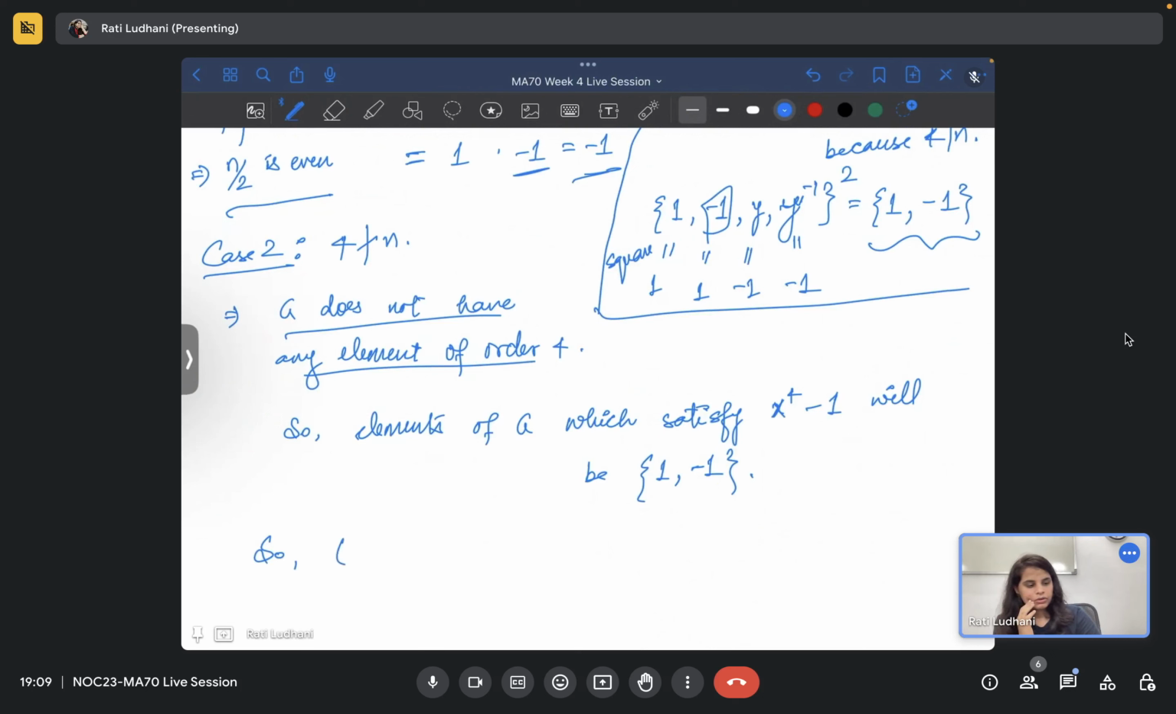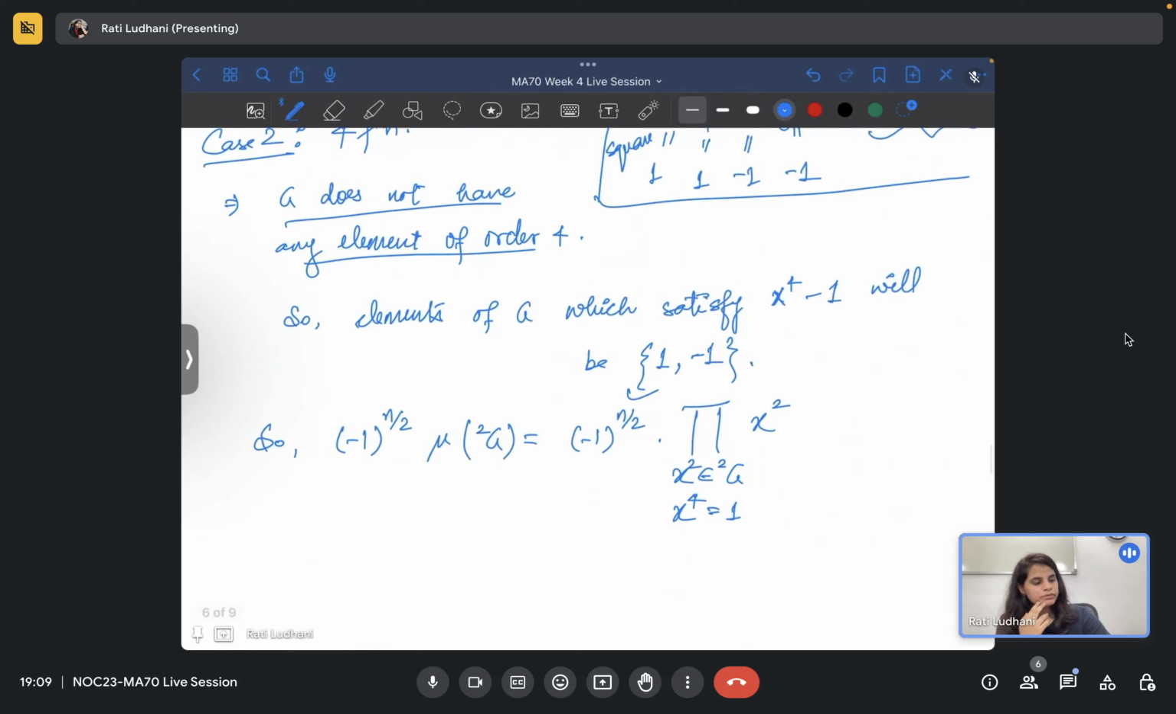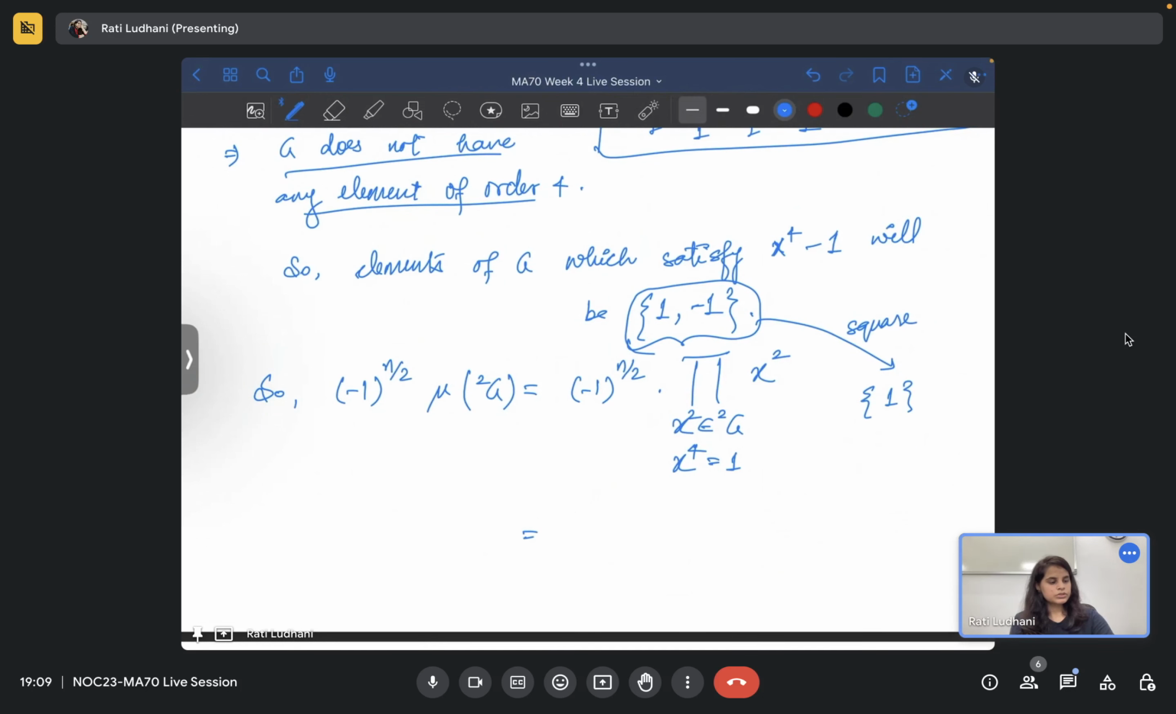So now again we are concerned about this product mu of 2g, which is equal to minus 1 raised to power n by 2. Now the product says x square, where x belongs to 2g, x raised to power 4 is equal to 1, and you have x square. So again what will you do? You have this set to be concerned about. These are x, so when you square it, you will just get 1. So as a set, when you square it up, you will just get 1. So there will be just 1 element. So here minus 1 raised to power n by 2, and you will get just 1.